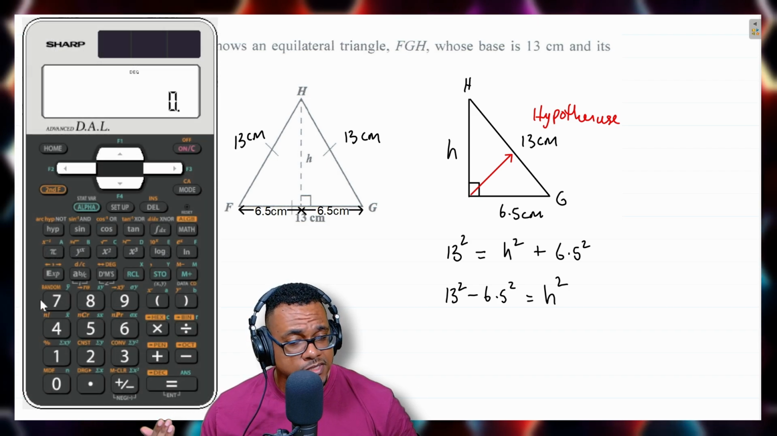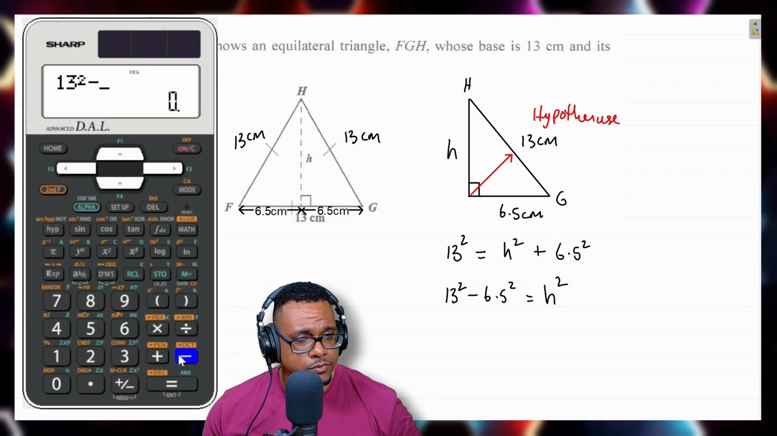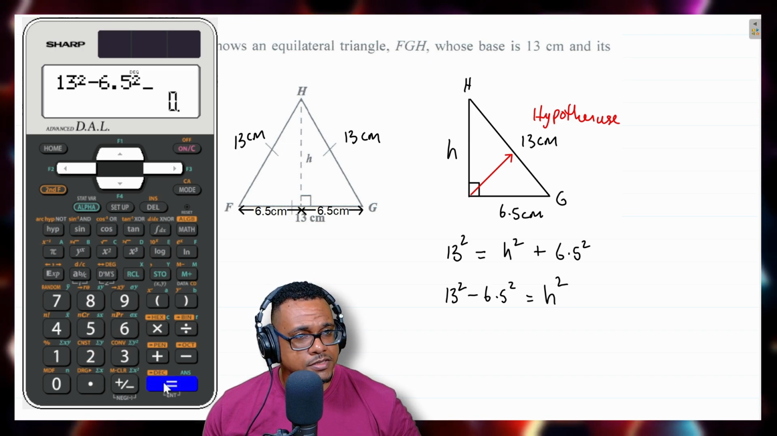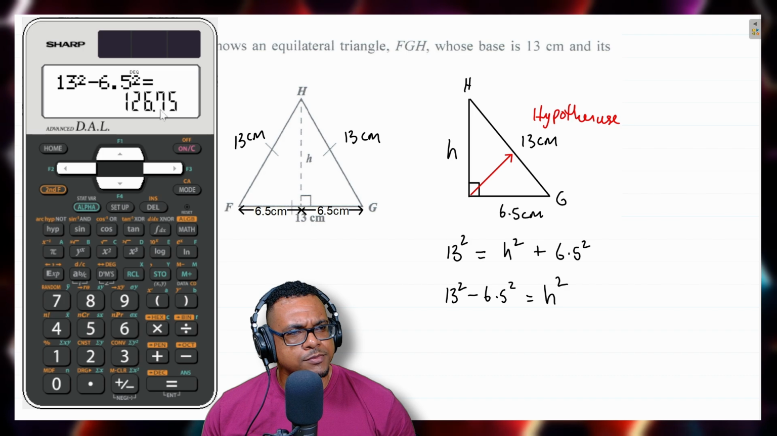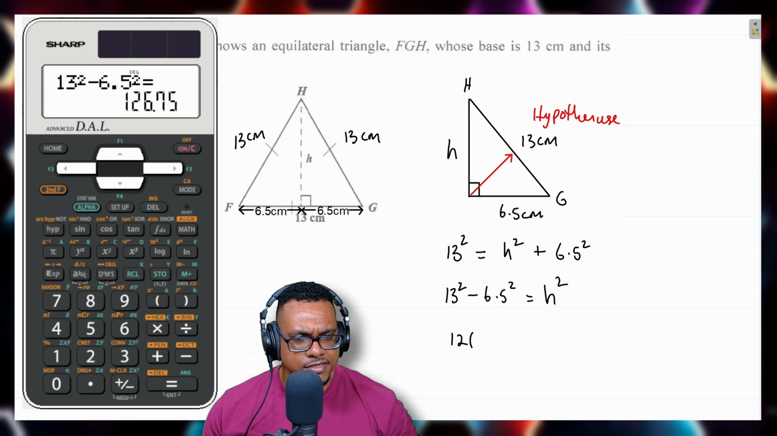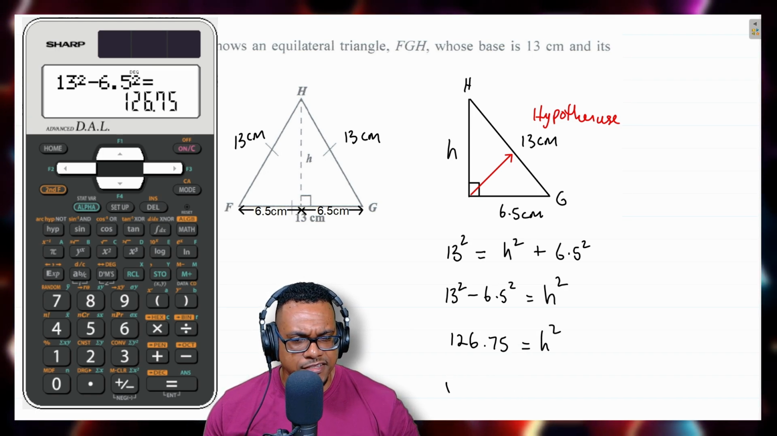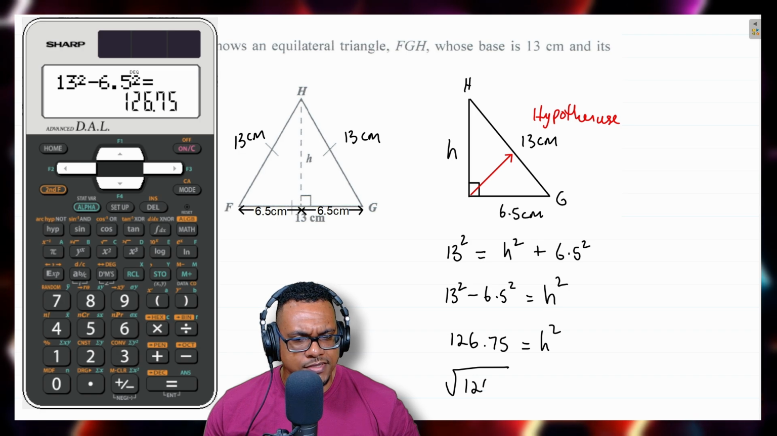And now I could work that out on the calculator by saying 13, press the x squared button to square it, take away 6.5, press the x squared button to square it, press equal, and we get 126.75. So I'm going to have 126.75 is equal to H squared. And if I want to find H, I'll have to find the square root of 126.75.